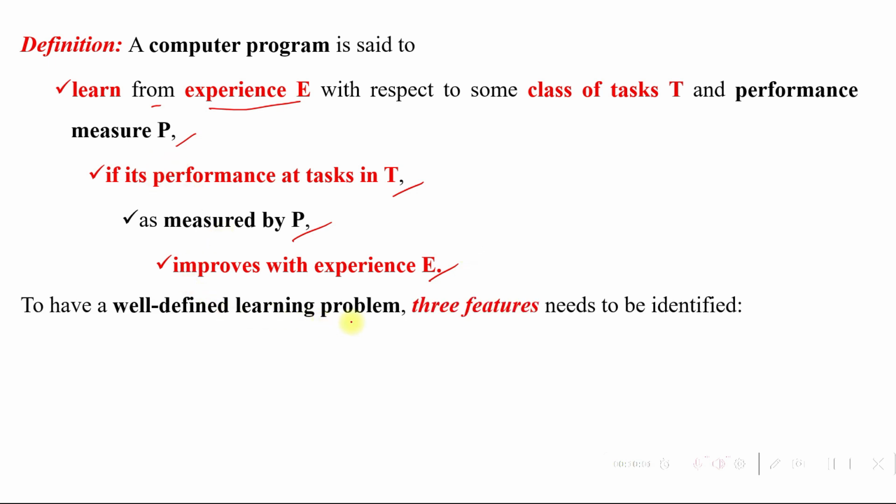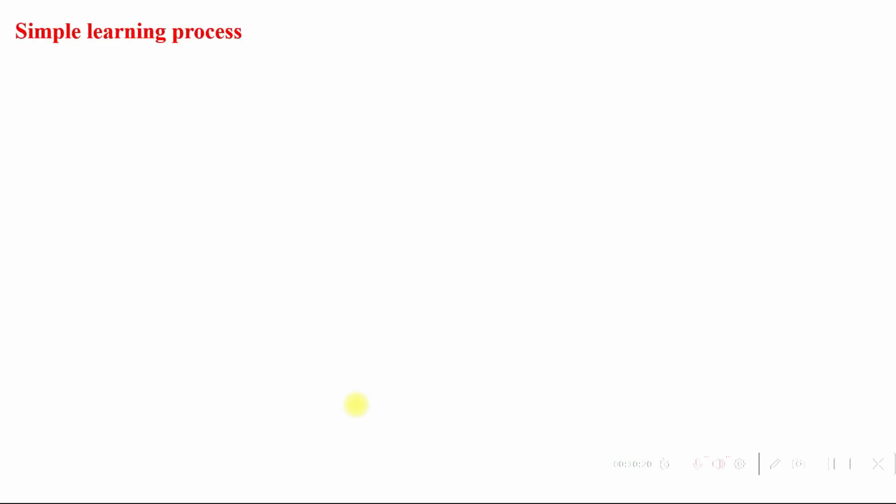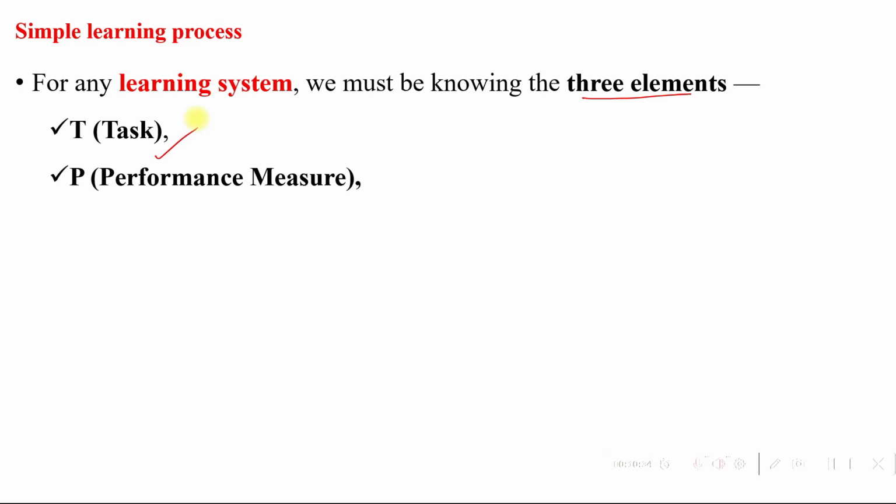To have a well-defined learning problem, three features need to be identified: the class of task, the measure of performance to be improved, and the source of experience. Now let's see a simple learning process. For any learning system, we must know three elements: the task T, the performance measure P, and the training experience E.